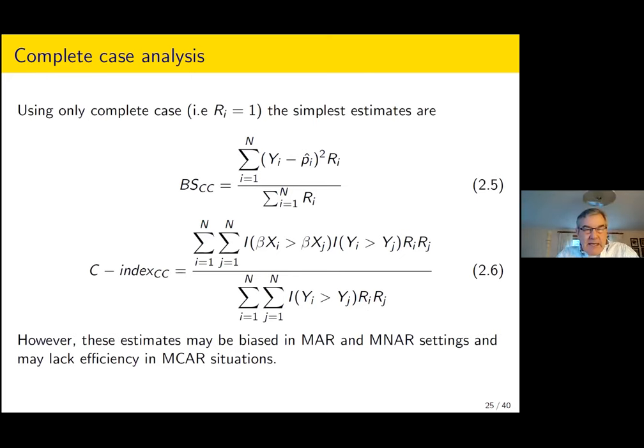Okay, so what's a complete case analysis here, right? Complete case means throw away observations that have any missing X's. So you just write that as R equals one represents the case is fully observed, and R equals zero represents it's got some missing X's. So with the Brier score, I just put R_I in the numerator and denominator. That's just going to count the complete observations, right? So that's for simple complete case evaluation of a Brier score, and similarly for the C index. So this is a complete case analysis, and this is going to be okay if you have missing completely at random. It might lack efficiency, but it's going to work okay. It's not going to be biased, but if you have missing at random or missing not at random, I guess I should.